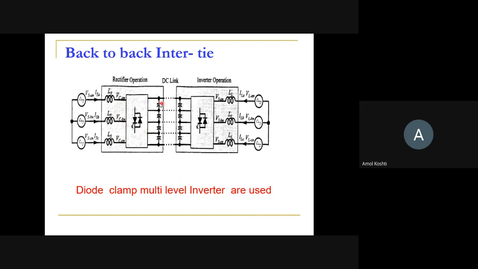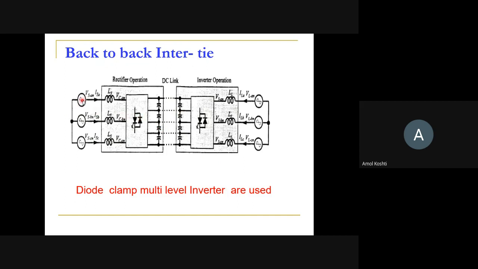If you see this circuit diagram, there are two multi-level converters used. The converter on the left-hand side will act as a rectifier, and the converter on the right-hand side acts as an inverter. In between, the DC capacitors are connected, so these two converters are linked through these DC capacitors. The load is connected on the right side. So how does this function?